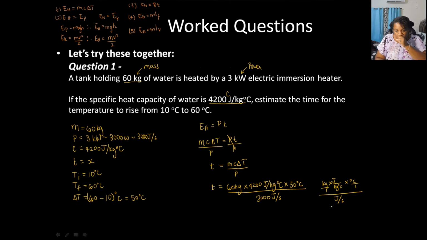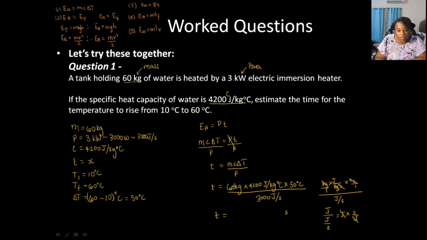We start to divide up here and we end up with J over S. That gives us J times S over J, because remember it flips. The J's cancel out, so our answer will have units of seconds.